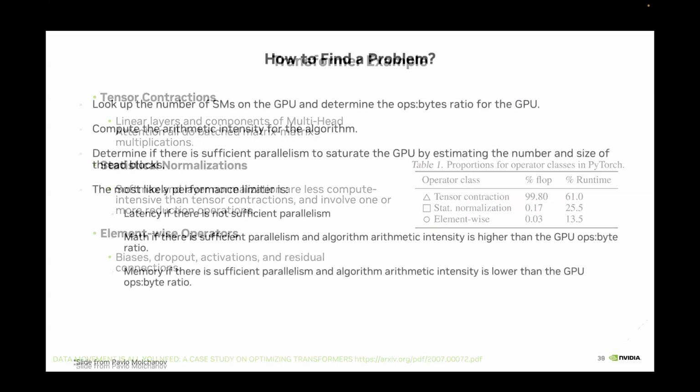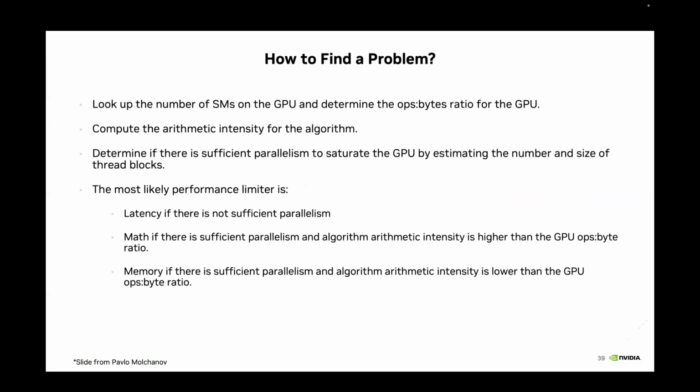So now, one of the key things here is how to find a problem. One, find out how big the hardware is that you're running on. Determine the bytes per op that you should have. Compute the arithmetic intensity. Determine if there's sufficient parallelism in the GPU by estimating how this problem is going to be broken up. And yes, you can find documentation on how we do matrix multiply in the GPU and how we do the tiling. You can go look that up and get an estimate yourself.